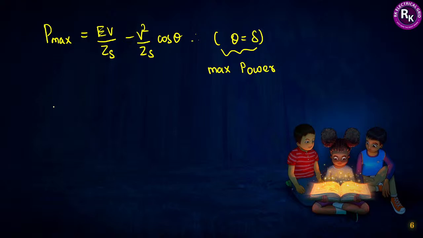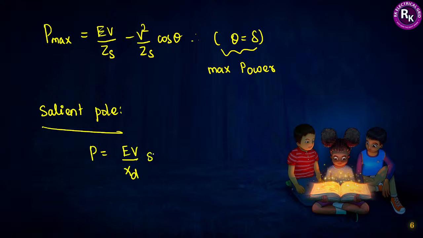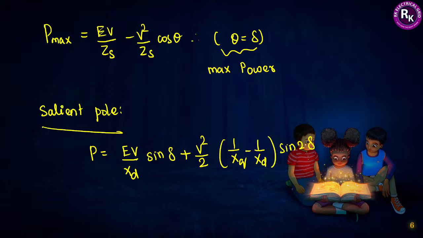Next, if we are talking about the salient pole synchronous machine, power P is equal to, the formula is once again EV by direct axis reactance XD into sine delta plus V square by 2 times of 1 upon XQ minus 1 upon XD into sine 2 delta. That is, sine twice of delta will appear here, just remember this.